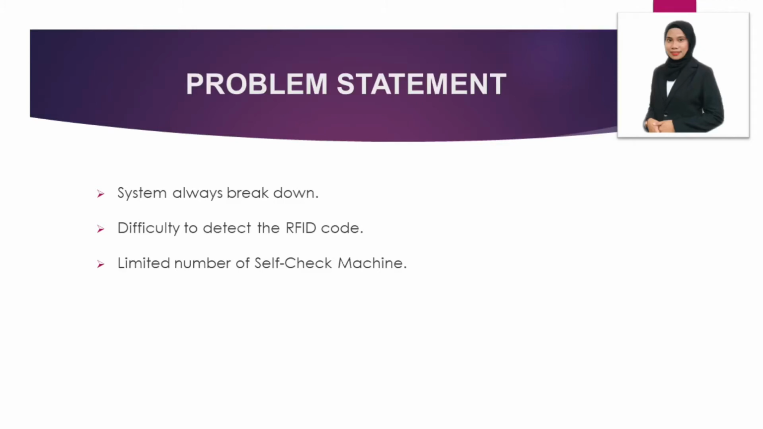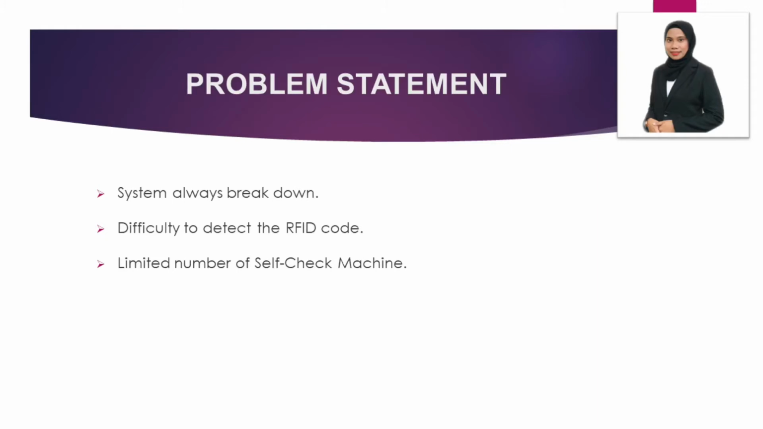Lastly, one of the problems faced by Ptar is the limited number of self-check machines. Ptar only provides one self-check machine for the user to borrow the books, which is located at the first floor of the Ptar. This might be difficult for the user if they want to borrow the books because they need to line up at the machine, especially when the user wants to complete their assignment or project.